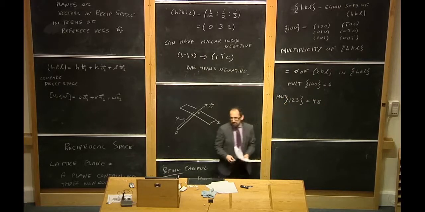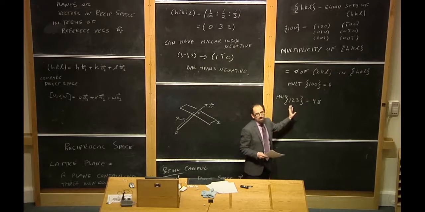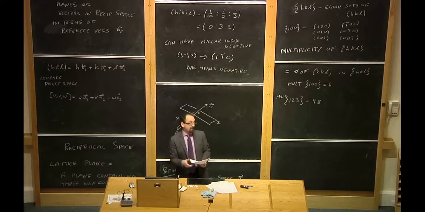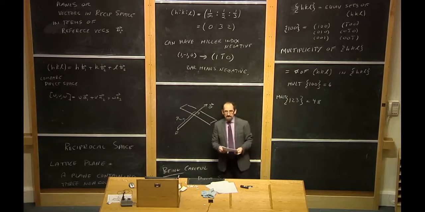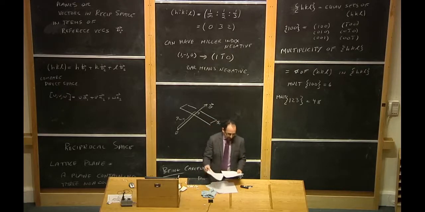Which is kind of interesting. It means if you have the family of lattice planes associated with the {1, 2, 3} Miller indices, you can pick up a simple cubic lattice and look at it from 48 different directions and have lattice planes with exactly the same spacings looking at you. Okay? Sort of surprising, but that's true.